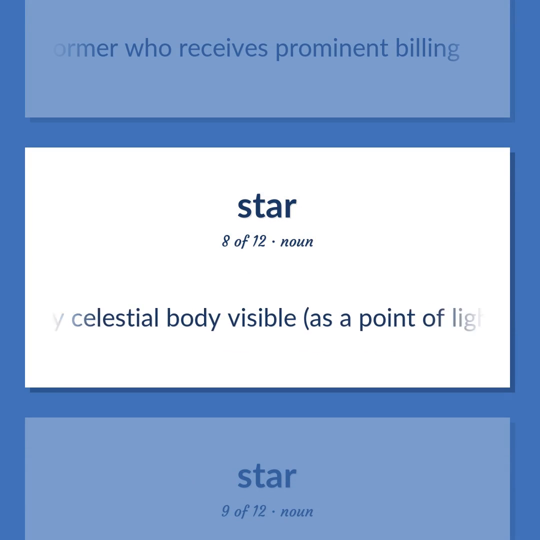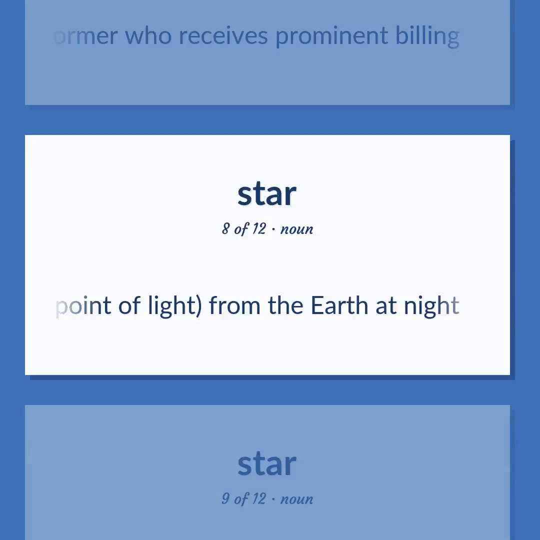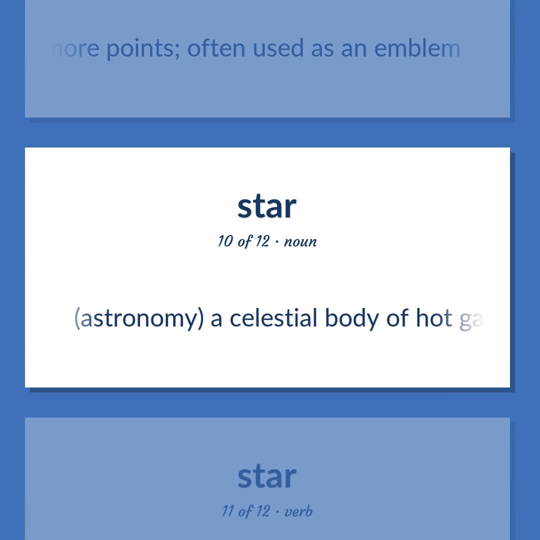Any celestial body visible, as a point of light, from the Earth at night. A plane figure with 5 or more points, often used as an emblem. Astronomy: a celestial body of hot gases that radiates energy derived from thermonuclear reactions in the interior.